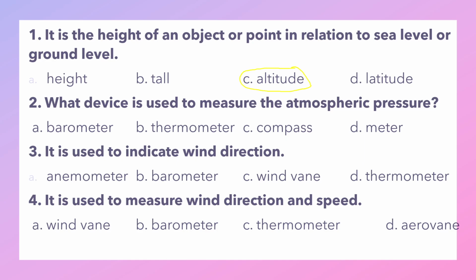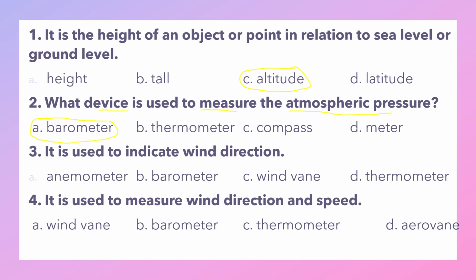Okay. Number 2. What device is used to measure the atmospheric pressure? So the key word here, device. A device that is used to measure the atmospheric pressure. So what are we going to use to measure the atmospheric pressure? What do you think? The answer is letter A. It's barometer.